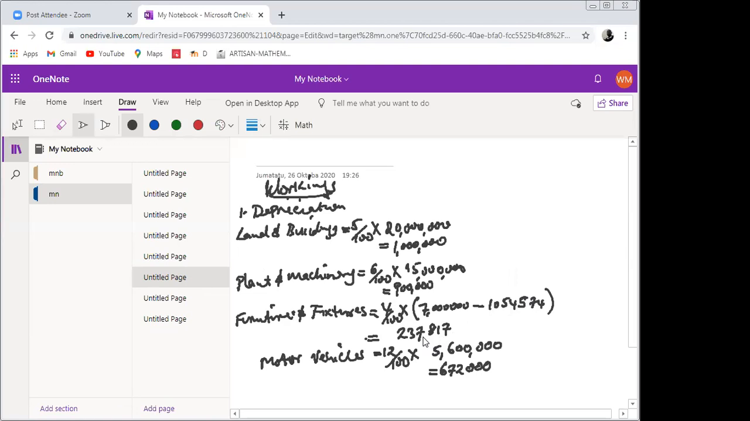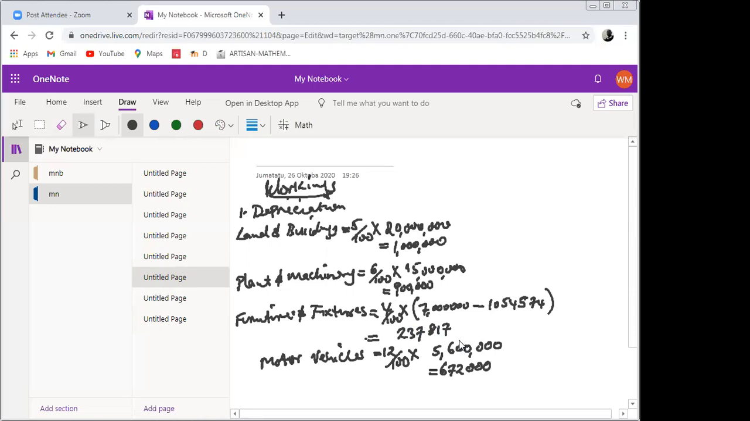Therefore, the total depreciation for fixtures and furnitures, it is 1,054,574. Then we add this. I repeat, the 1,054,574 is from the beginning of the business up to the end of year 4. And now for year 5, this is the depreciation. So we add this plus this for us to be able to get the total accumulated depreciation for these assets.